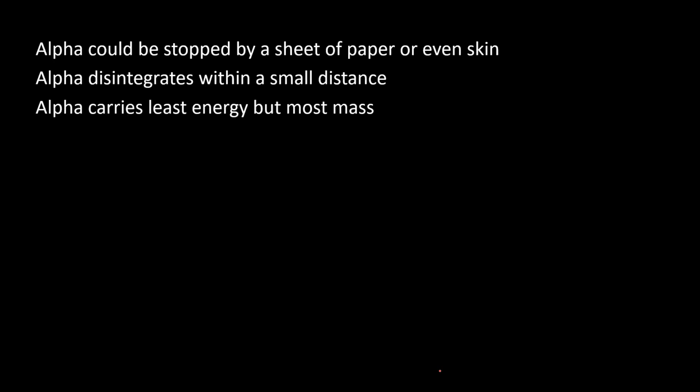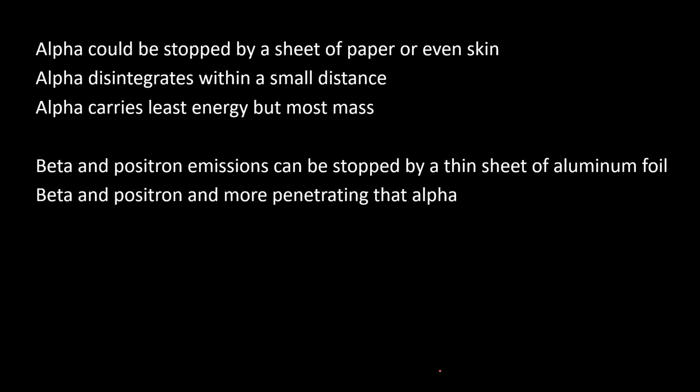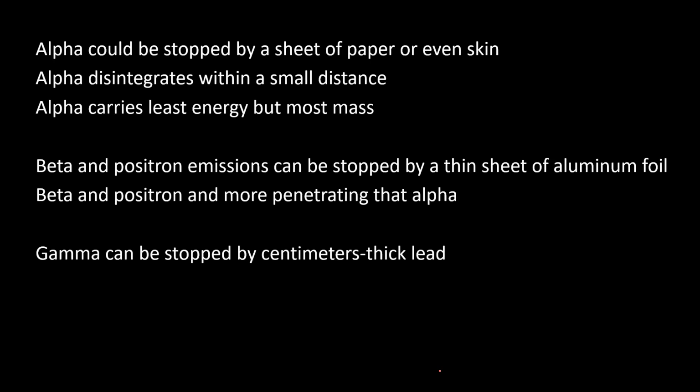Now, to wrap things up, alpha decay could be stopped by a sheet of paper or even your skin. Alpha decay disintegrates within a small distance over a short time. Alpha decay carries the greatest mass but has the least energy. Beta decay is less massive and faster than alpha decay, and beta, of course, comes with positron. Beta and positron could be stopped by a thin sheet of aluminum foil. However, they are more penetrating than alpha.